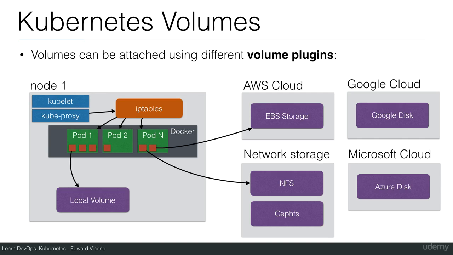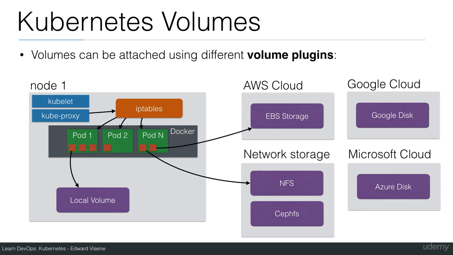Volumes can be attached using different volume plugins. Here you have an overview of the different plugins. On the left, we have our node with a couple of pods on it, and the containers in the pod can then be used to attach a volume to. Let's say, for instance, pod 1 has a local volume attached to it, so that data can be saved on node 1 and then can be attached to another pod on the same node.